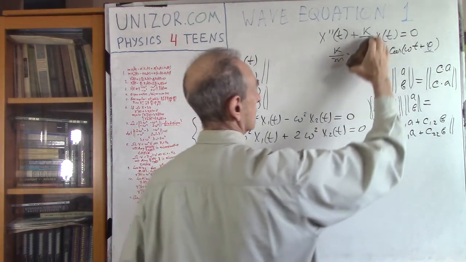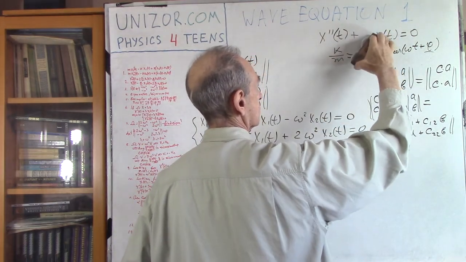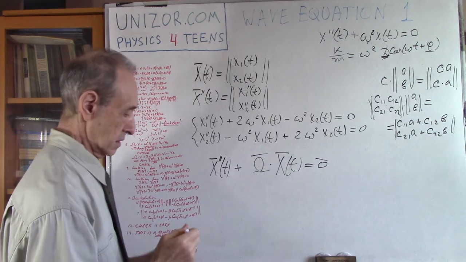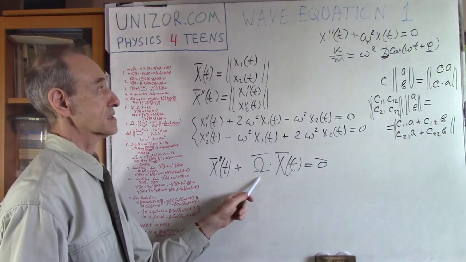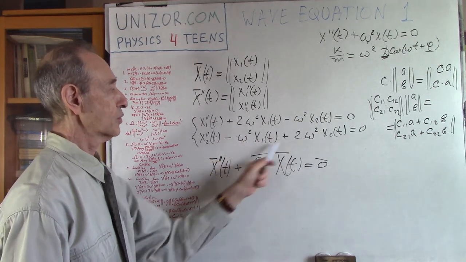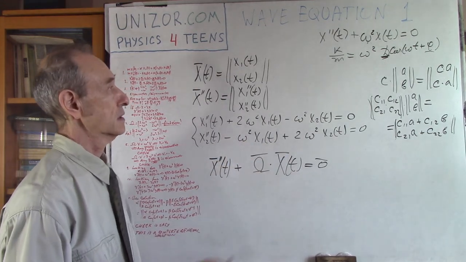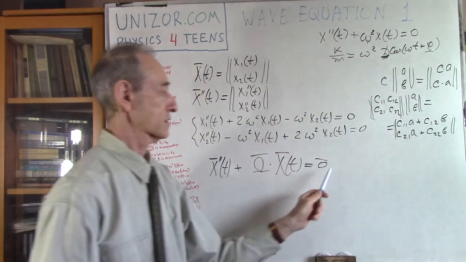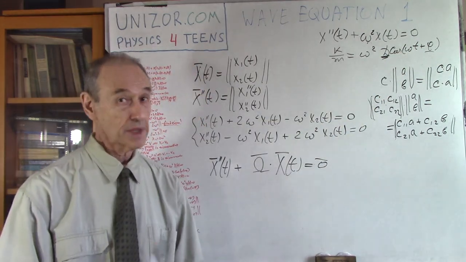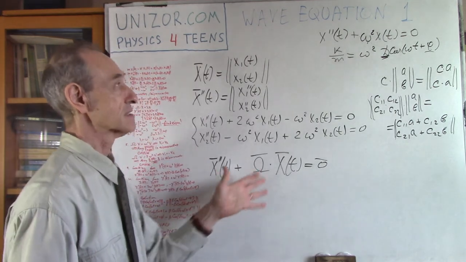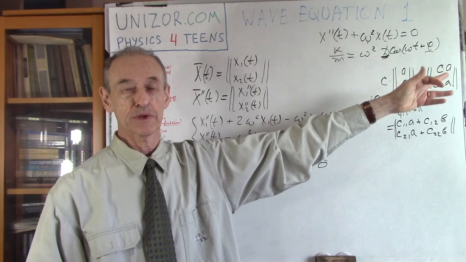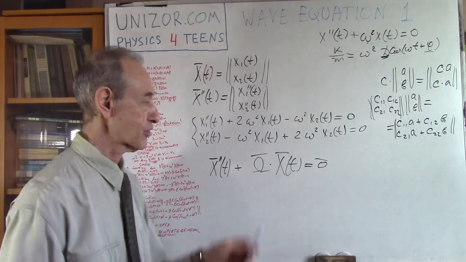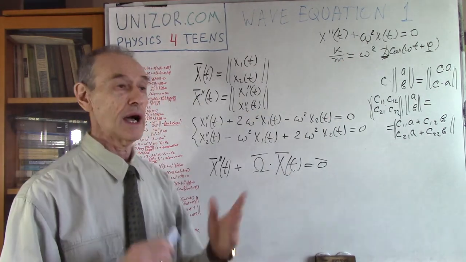Let me just rewrite it. Instead of this, I will put omega square. Now it looks exactly like this one. But instead of omega square, we have a matrix which contains four components, 2 by 2. And instead of x, we have vector x. And instead of 0, we have vector 0. So it looks the same, but it's quite different. I can't just easily write this particular formula as a solution. It's not that easy. However, I would like to somehow reduce this one to this. How can I do it?